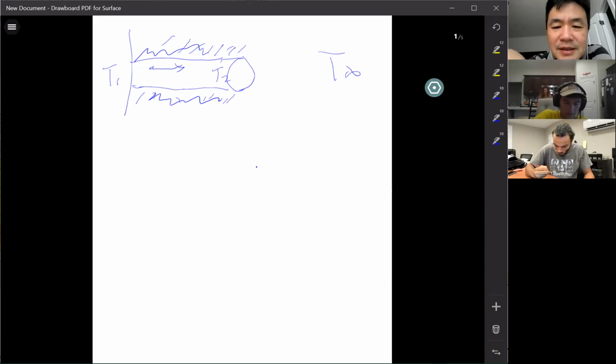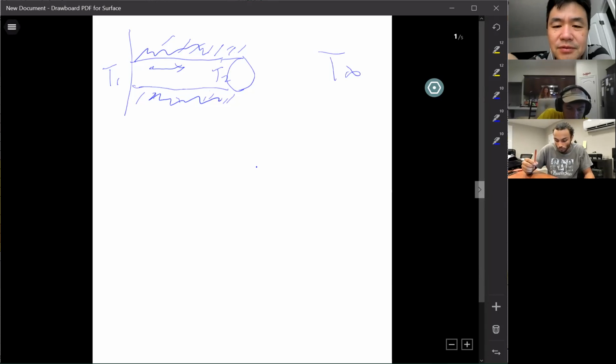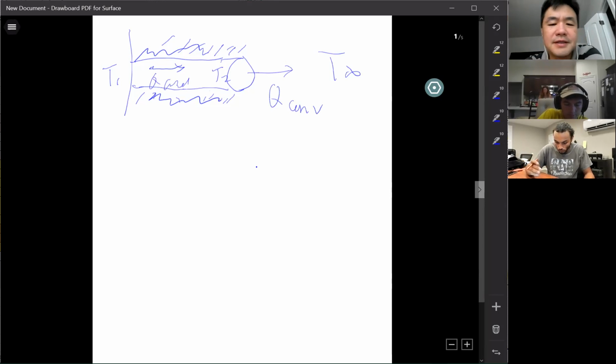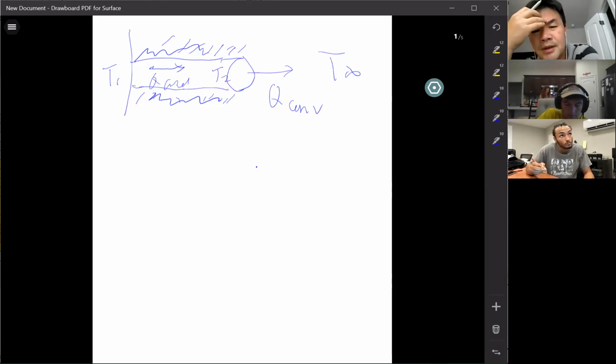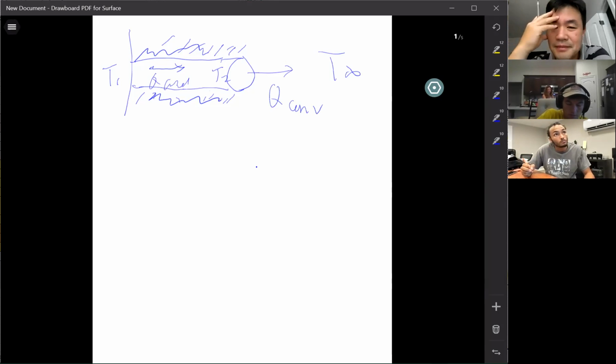So between the surface and the room, you have a convection, right? Q conduction: inside the material is conduction heat transfer. But between the surface at the end and the environment, that's convection heat transfer, right? Assume T2 on the surface is higher than T infinity. So the heat will go out like this. Okay.